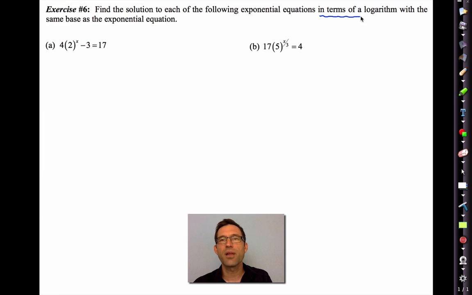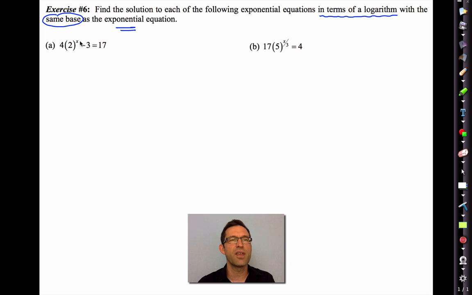When you see something like this, what it means is that there will be a logarithm in your final answer. It says in terms of a logarithm with the same base as the exponential equation. All right, let's see how it plays out. Let's solve this equation. Now take a look at what we have.